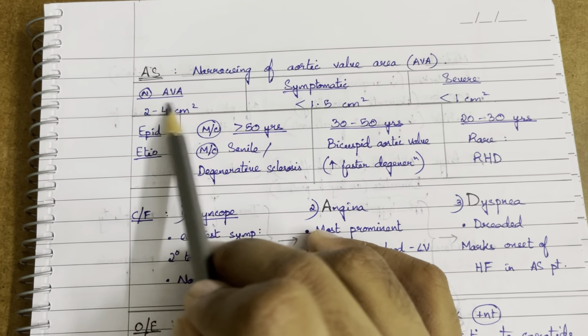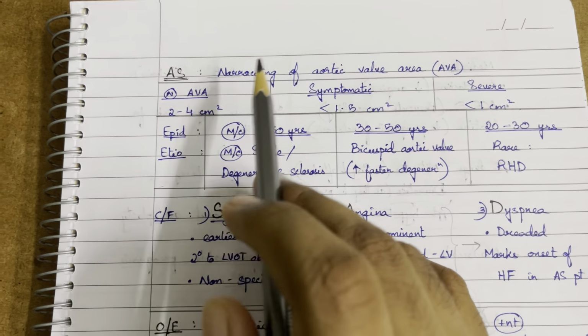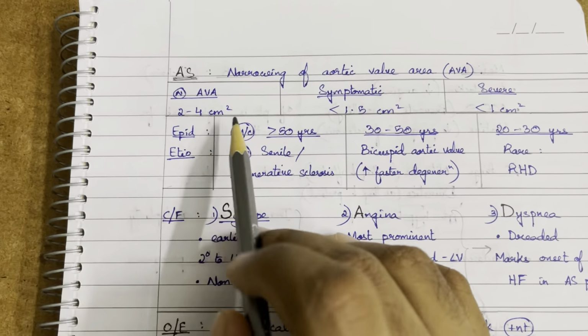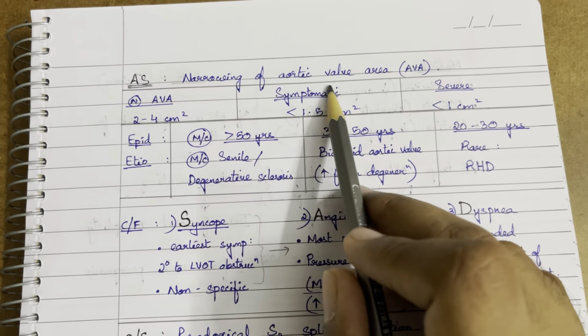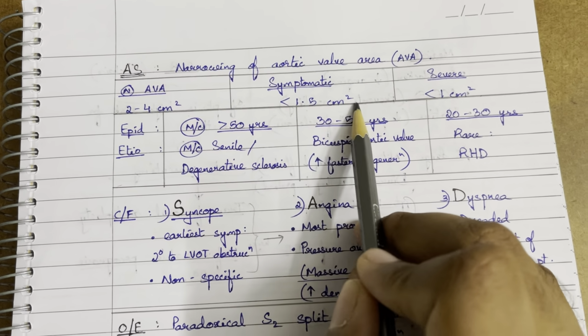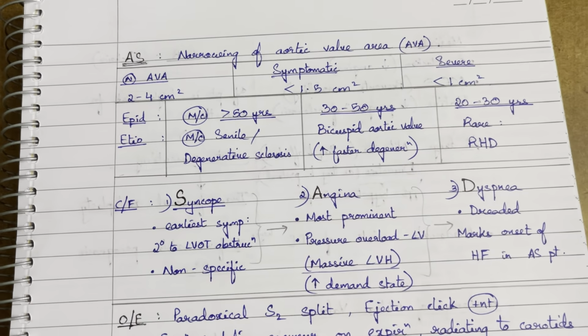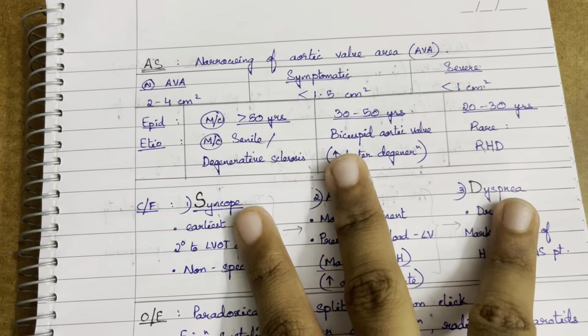So normal aortic valve area is 2 to 4 centimeter square. See, it was 4 to 6 in mitral valve, 2 to 4 in aortic valve. Symptomatic AS is less than 1.5 centimeter square. Severe is less than 1. So just remember 3 categories.